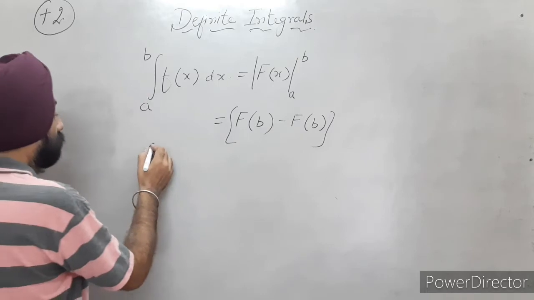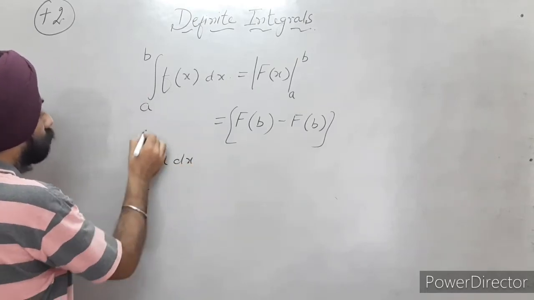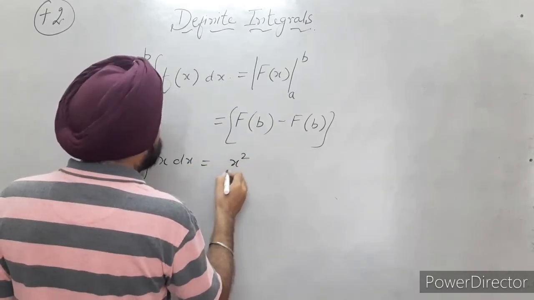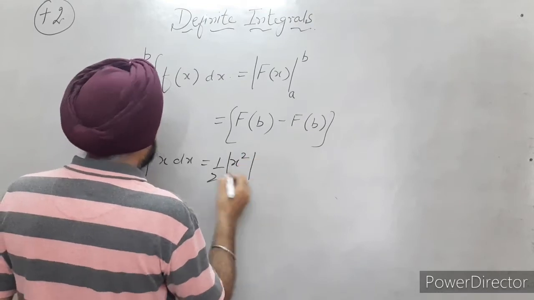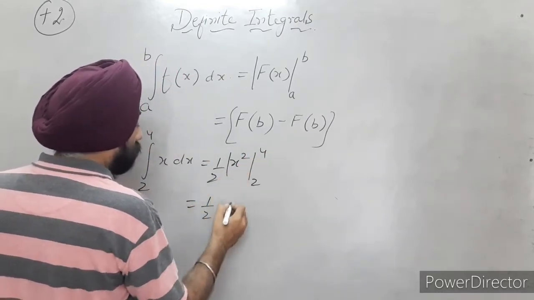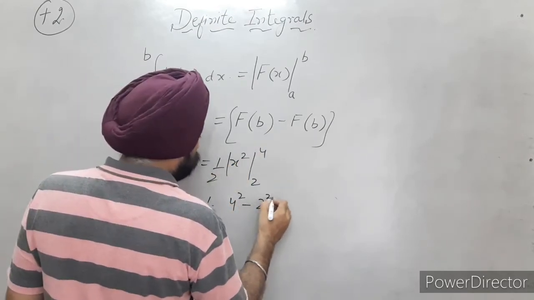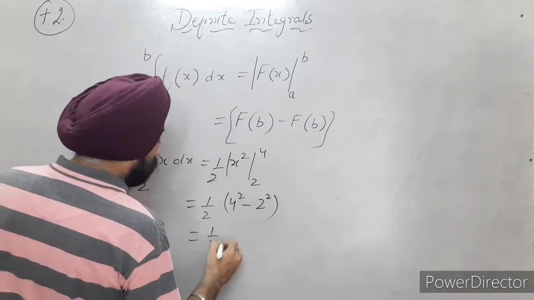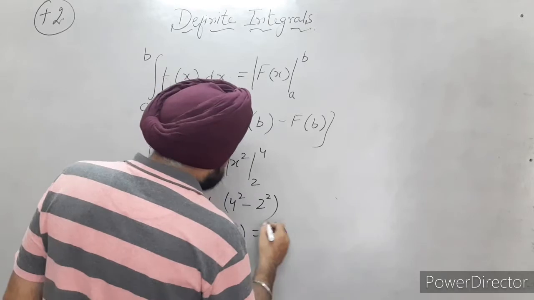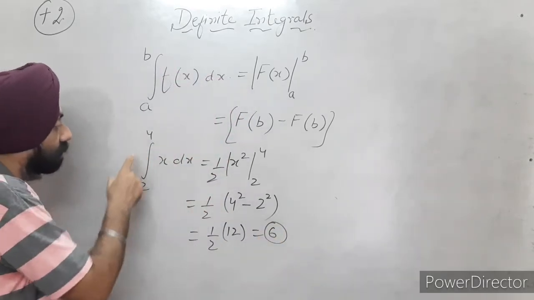For example, say I integrate x dx from 2 to 4. I know the integral of x is x square by 2. Limit is 2 to 4. Now this is 1 by 2, it is 4 square, upper limit, minus 2 square. That is half, 16 minus 4, 12. Answer is 6.